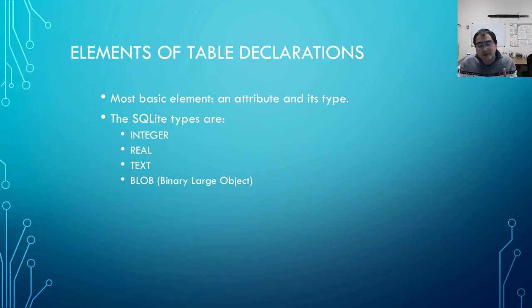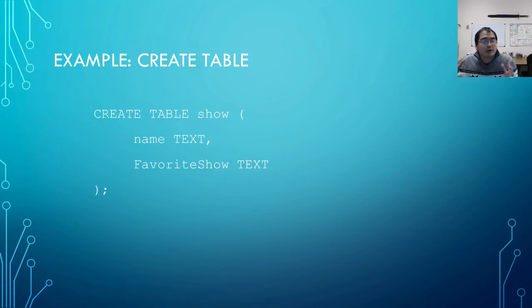With this information, let's do an example CREATE TABLE. From our previous video, we wanted to make a relation called show, so we put show in there for the name. Then in parentheses, we say every record in this should have a name, which is textual data, and should also have a favorite show, which is textual data as well. Once again, remember that the type of the attribute comes after the name of the attribute. If you mix those up, SQLite will get upset with you. So that's how you build the table.